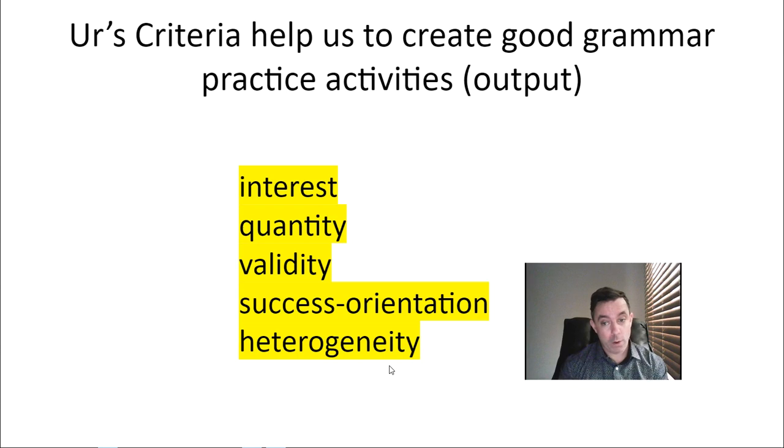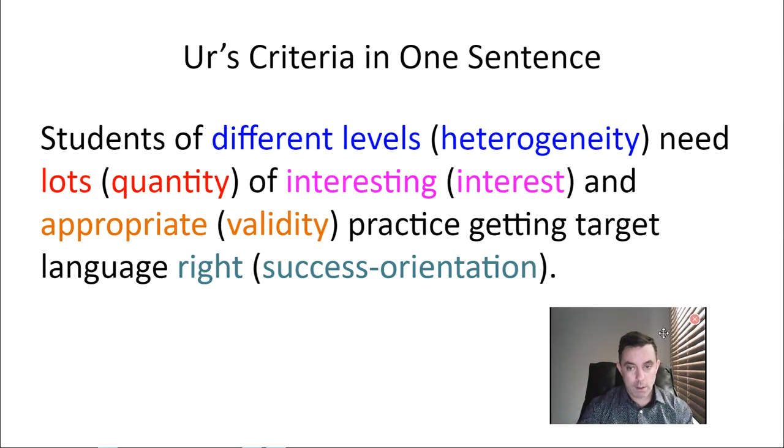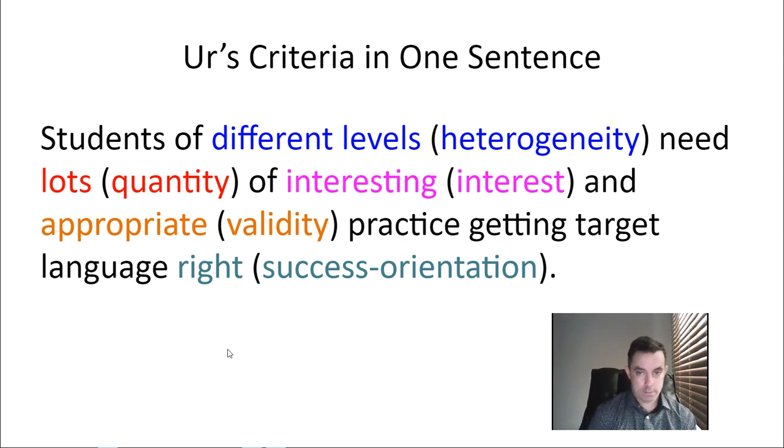Okay, so if you ever wonder how can I make my practice task heterogeneous, throw in an open-ended how or why, for example. All right. So another way you can remember these and remember the purpose of these criteria is a little sentence that I came up with that I think helps students a lot. Here is Ur's criteria in one sentence. Okay, so students of different levels need lots of interesting and appropriate practice getting target language right. If you remember this sentence, you will master Ur's criteria.